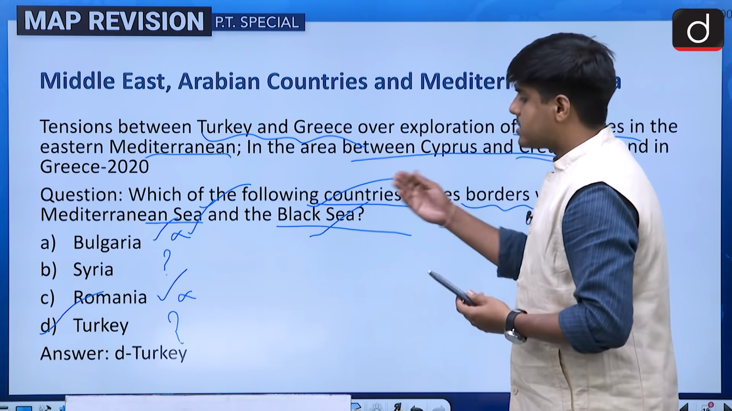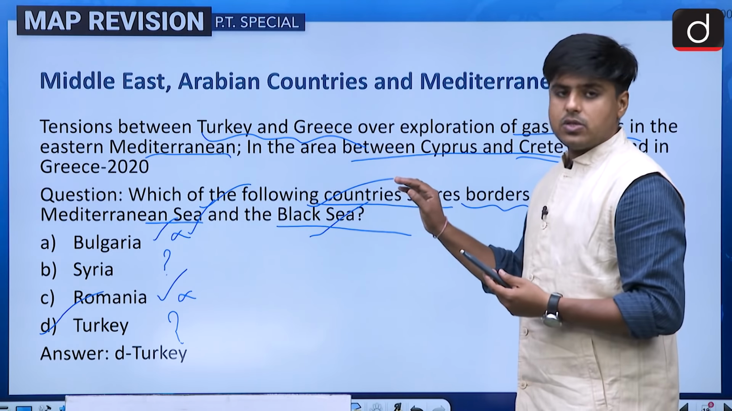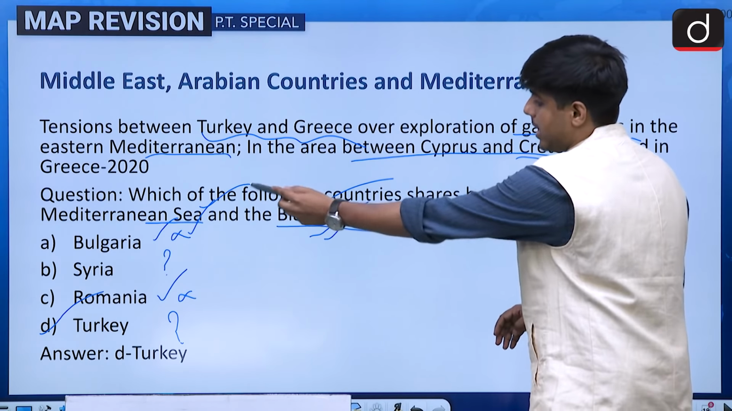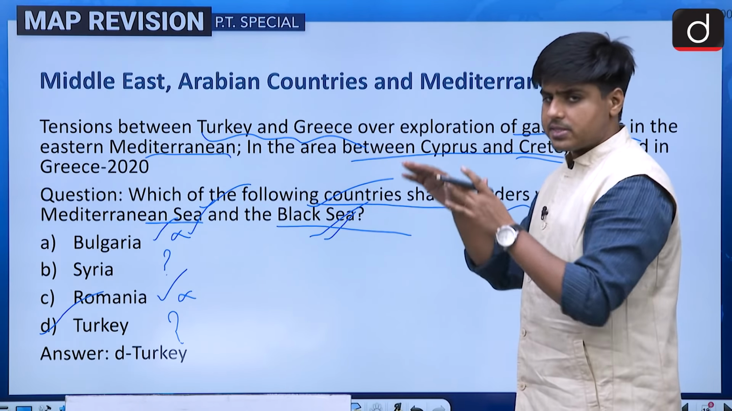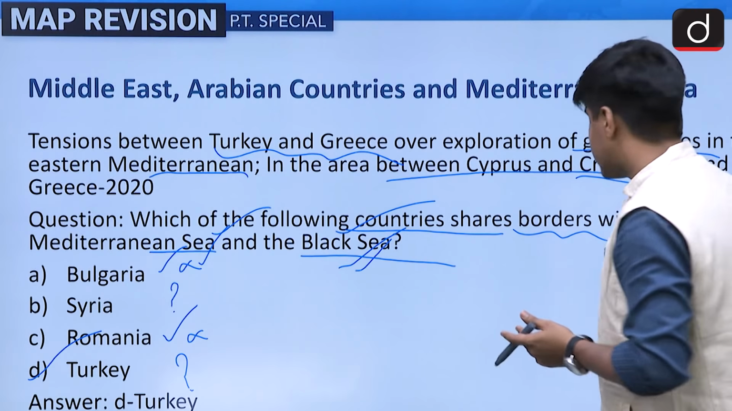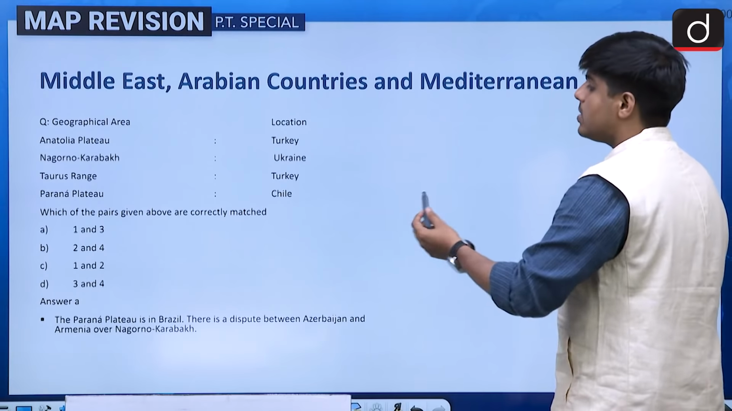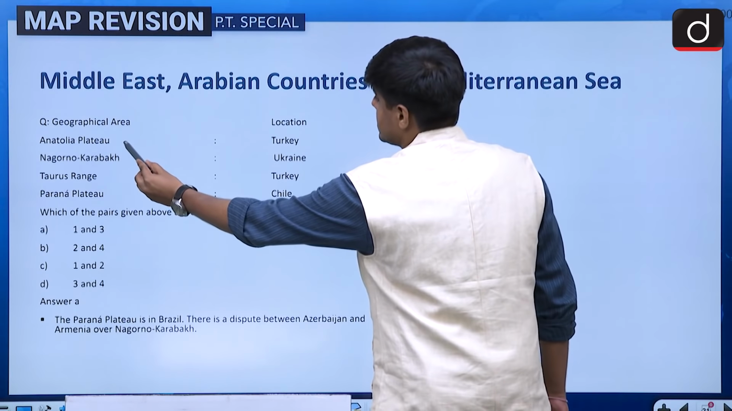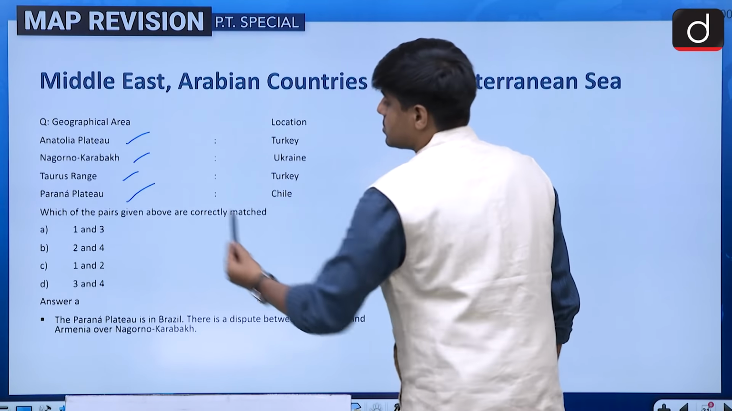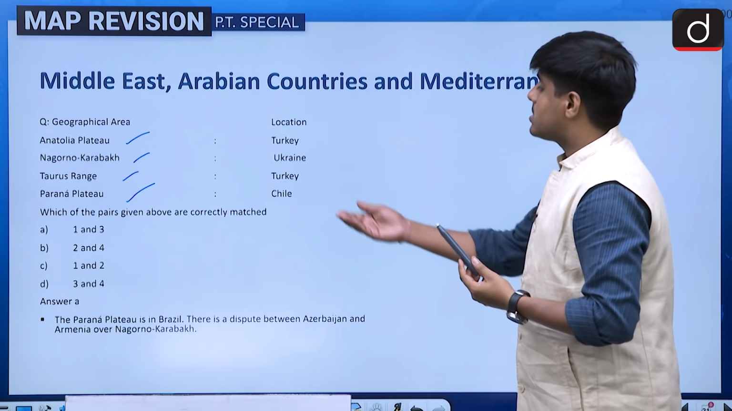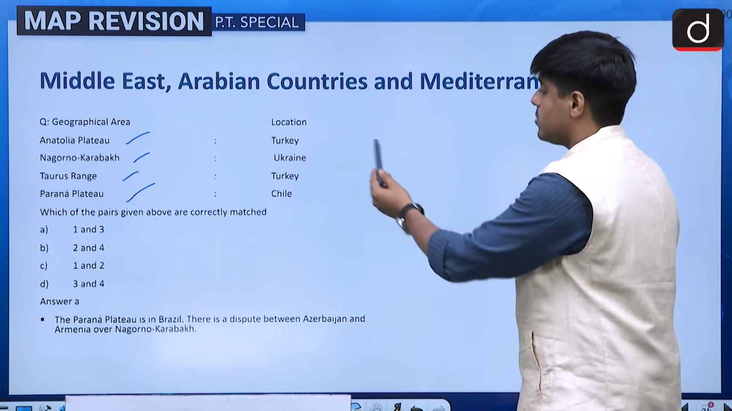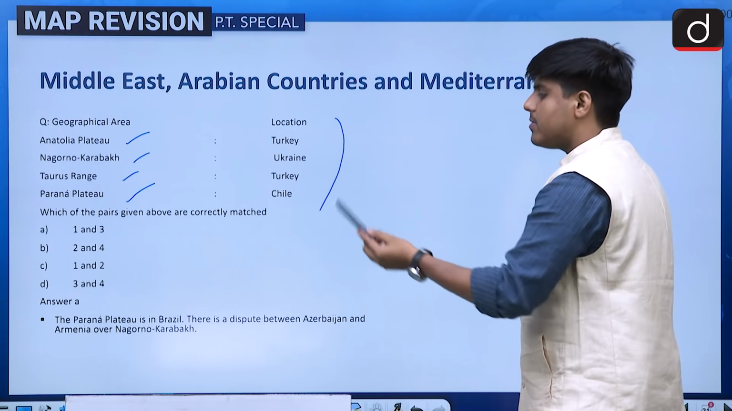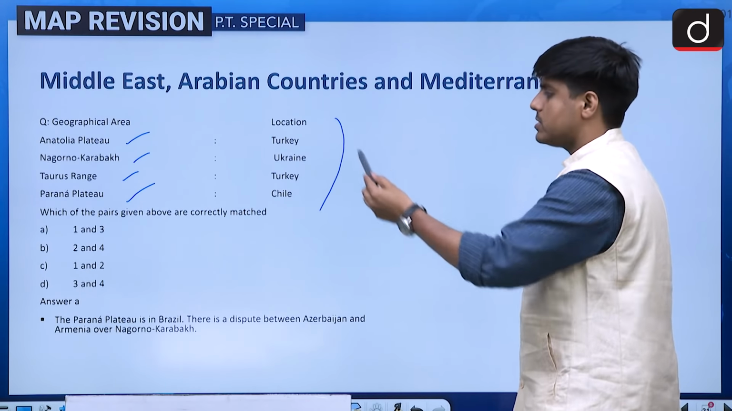We'll share a few tricks to remember the countries located around Black Sea and Mediterranean Sea. A few of the tricks will be discussed in this episode, and a few of them will be discussed in the next episode. Now, certain area-based questions have also been asked in the past few years in UPSC examinations. So let us have a look at such a potential question.